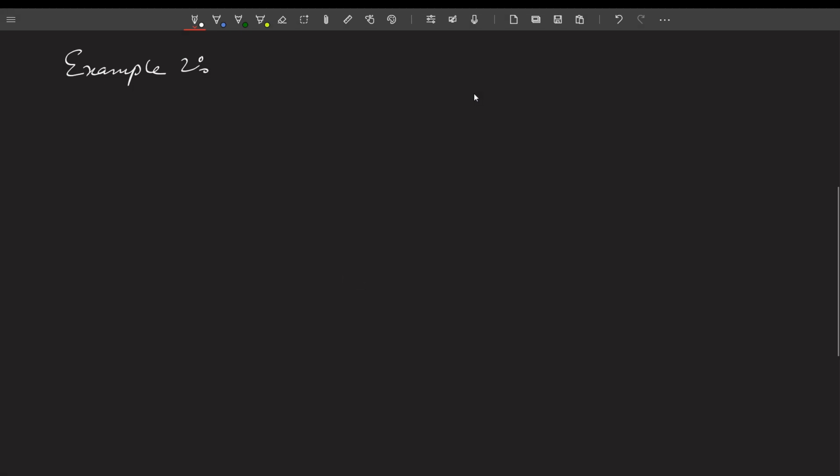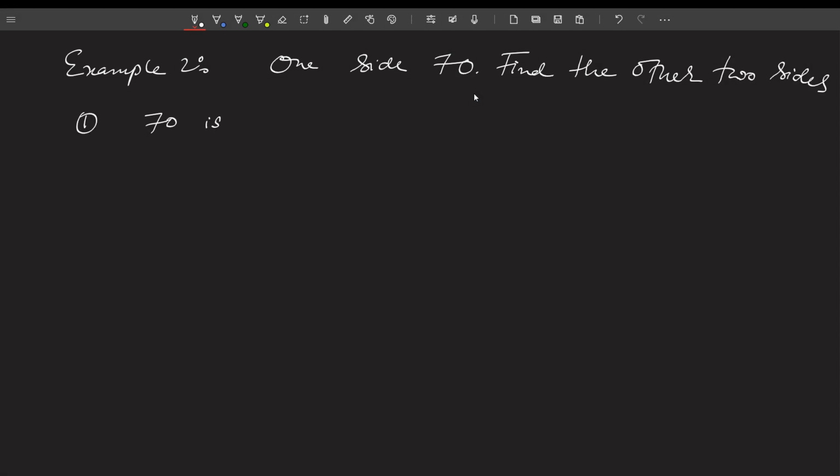Until now, we have used the number 41 and got two solutions, both of which are primitive. Now let us look at a non-primitive solution. Suppose one of the sides is 70. Can we find the other two sides of this right triangle? Notice that 70 is an even number, so our starting strategy would be slightly different.